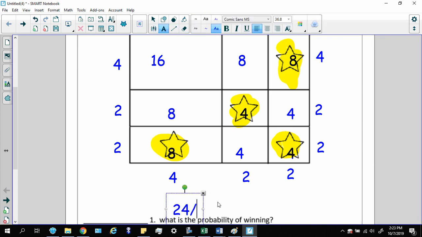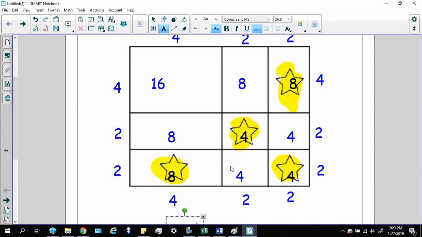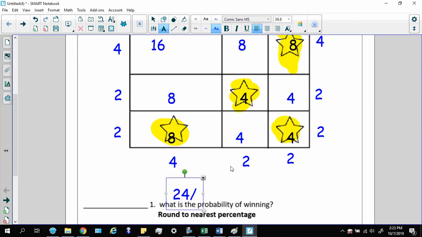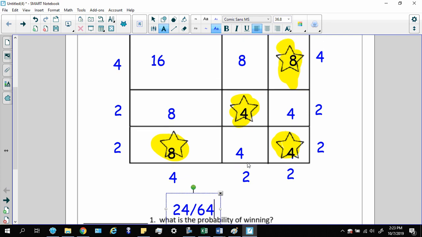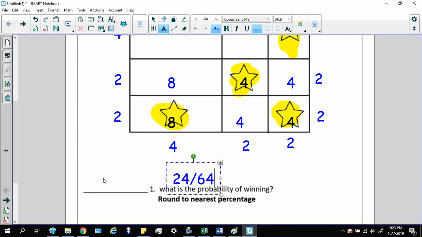I'm going to divide that by everything. Usually I have all this stuff worked out beforehand, but I did not. 8, 4, 4, 16. All right, so that has an overall of 64. So 24 divided by 64. Let's see, 24 divided by 64. And I'm going to round to the nearest percentage, and that is 38%.